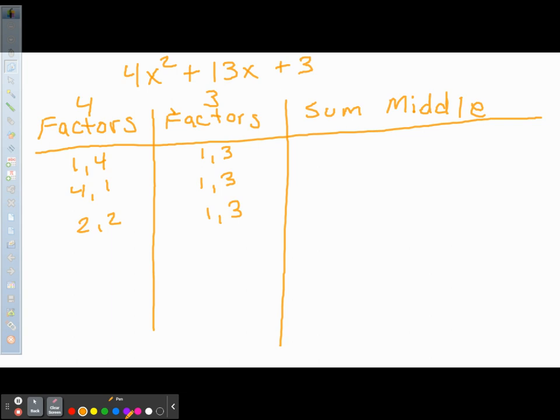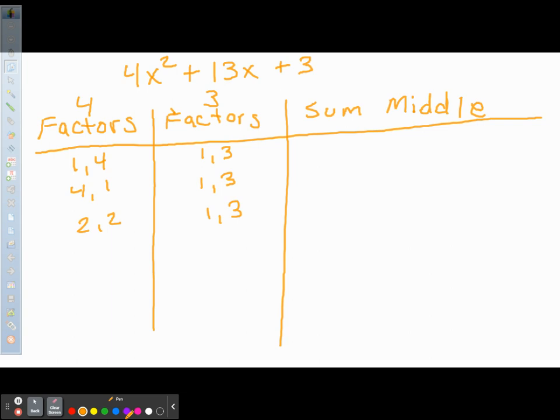Okay, so what that right there represents, your first terms are both going to have an x and an x. So that 1, 4 means 1x and 4x over here, and 1, 3 means a 1 here and a 3 here. So this first one means x plus 1 times 4x plus 3. Whereas the second one means 4x here and 1x here, and then 1 here and 3 here. So this one would be 4x plus 1 times 1x plus 3.